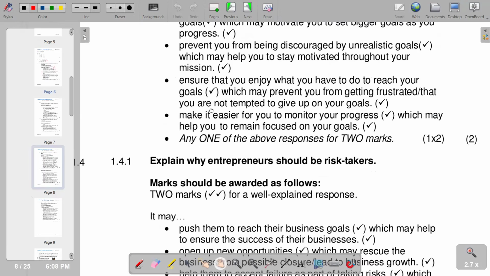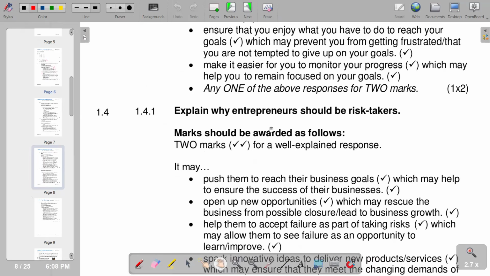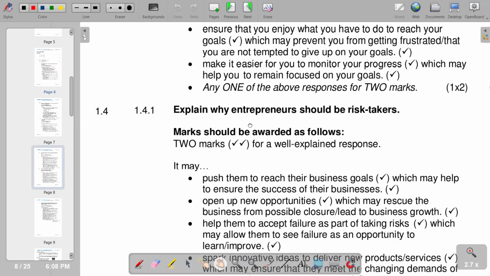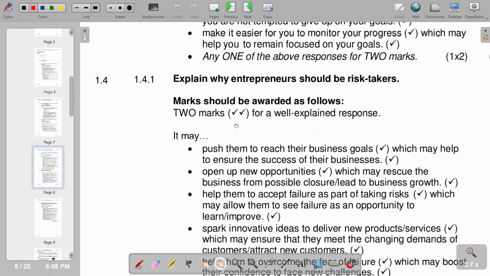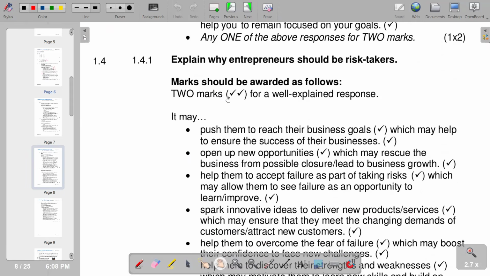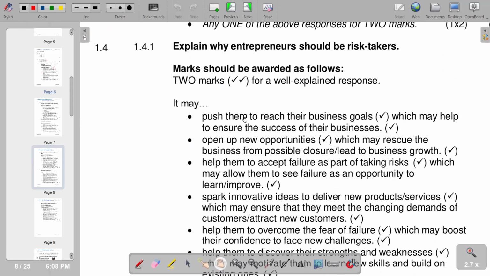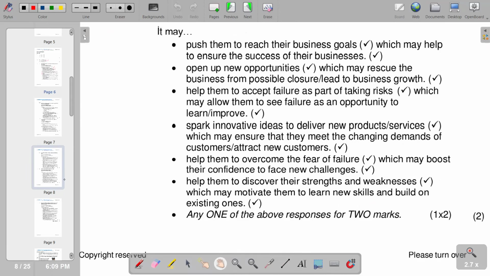Then I will move on to the next part of our question, which reads, explain why entrepreneurs should be risk takers. Running your own business is risk taking, as you can make a profit and you can also make a loss. By the mere fact that there's a possibility of you making a loss, it becomes a risk. So you are a risk taker. And this is motivated in the following points. It may push them to reach their business goals, which may help to ensure the success of their businesses. And then open up new opportunities, which may rescue the business from possible closure or lead to business growth. So these are some of the points that you can also include.